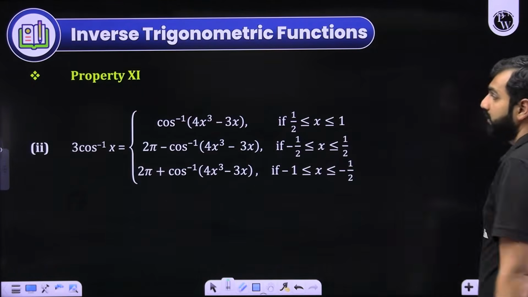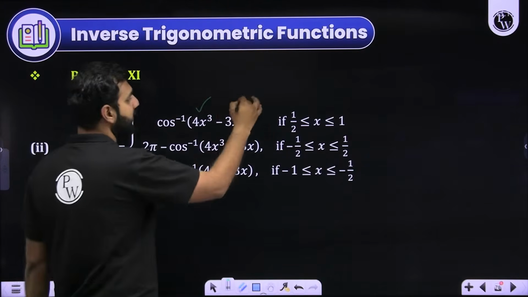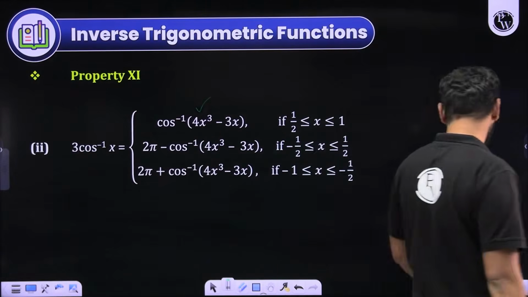Similarly, if I could bring some more data, for example, cos 3 theta, what was it? It was 4 cos cube theta minus 3 cos theta. Are you seeing that resemblance over here? I hope there is no confusion on that.